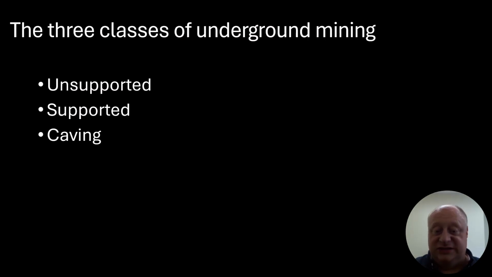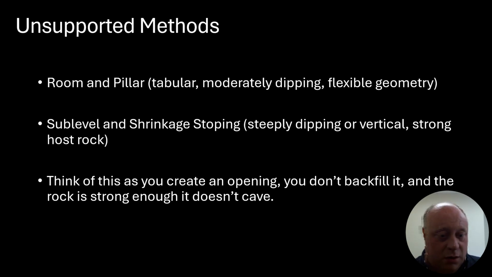So there are three classes of underground mining. Those are unsupported methods, supported methods, and caving methods. Just the three types, but each one has multiple subtypes, as we're about to find out. So, unsupported methods. Those include room and pillar mining, which typically is tabular seams, flat or moderately dipping, and it allows for a very flexible mining geometry, something that you can't necessarily get out of a longwall mine.